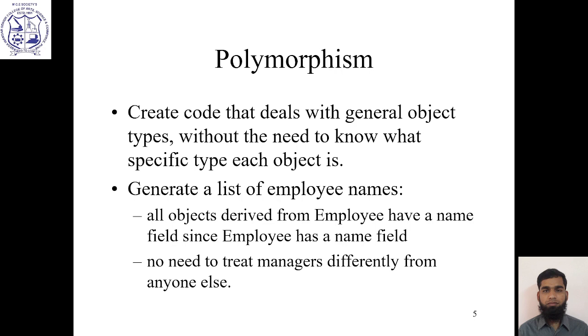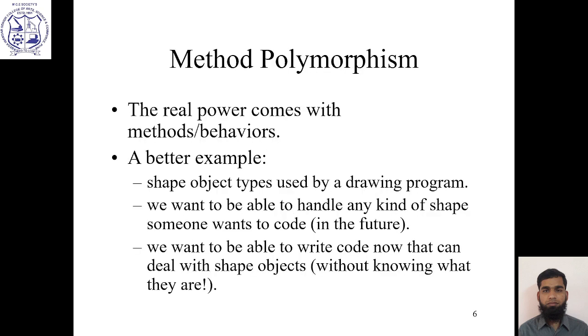What is polymorphism? Poly means many and morphism means forms. This is a Greek word. Polymorphism creates code that deals with general object types without the need to know what specific type each object is. It generates a list of employee names. All the objects derived from employee have a name field since employee has a name field. In the employee class, there is no need to treat a manager differently anyway. We have seen this in the previous slide.